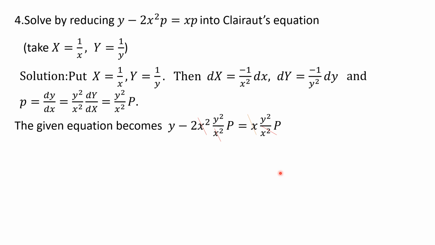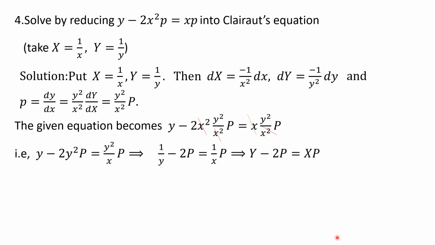So I can first simplify that. What we have, y minus 2y square p is equal to y square by x p, correct. So throughout divide by y square, since y square is common. What it gives, 1 over y minus 2p is equal to 1 by x p. Now we got 1 by y and 1 by x, which we can substitute as capital X for 1 by x and capital Y for 1 by y. So I have Y minus 2P is equal to XP.